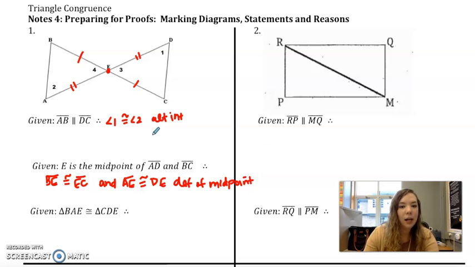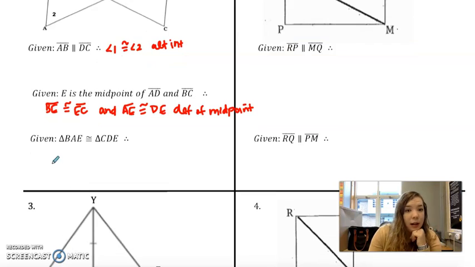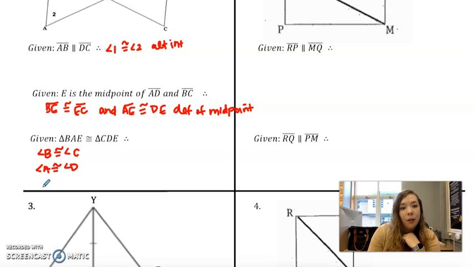Given triangle BAE is congruent to triangle CDE, so again, let's start over here. We're saying our left-hand triangle is congruent to our right-hand triangle. So then we could say any of the parts are congruent. So we could say a whole bunch of things, actually. We could say angle B is congruent to angle C. We could say angle A is congruent to angle D. Angle E is congruent to angle E. And then we could do sides.